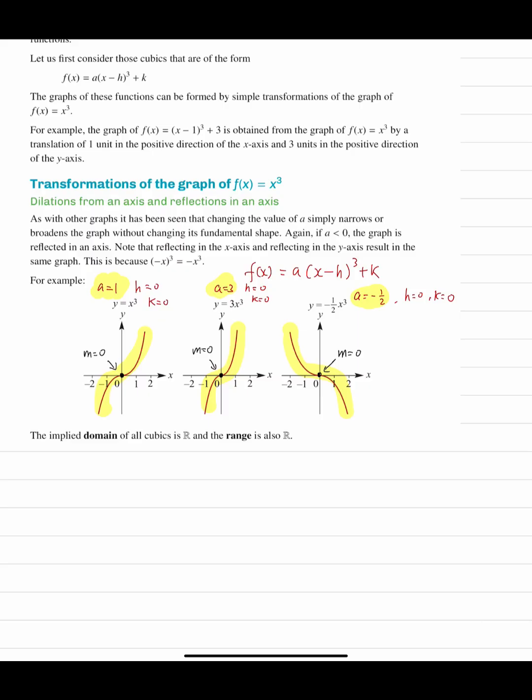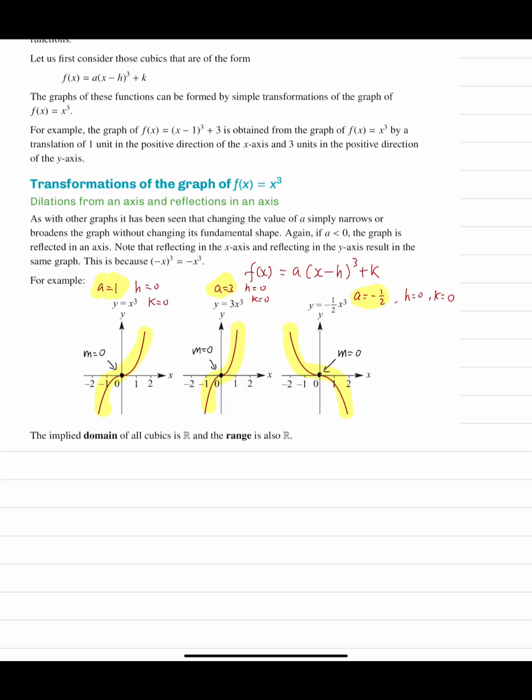Now we talk about the domain, or the implied domain, or the maximum domain of the cubics. Generally speaking, unless you restrict the cubics, the implied domain, or maximum domain, of all the cubics will be all real numbers. You should be familiar with this capital R. The corresponding range should also always be all real numbers, the reason being that you have an arrow on both sides.